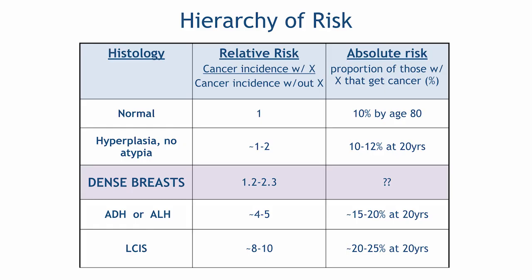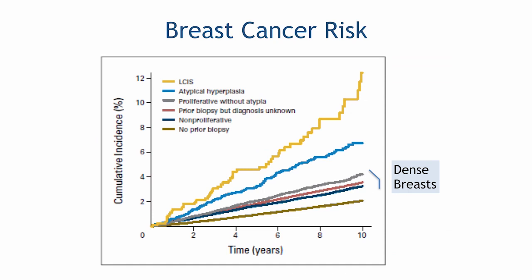What does it mean? So again, here's another way of looking at this. Absolute risk, that's what you care about, is what's your risk of getting breast cancer. Women who have had biopsies before but no atypical cells, again, about 12% risk. Women who have the LCIS or the atypias at the bottom, again, 15 to 20 or 20 to 25%. And the dense breasts are sort of somewhere in the middle. And here's just another way of looking at that graphically.